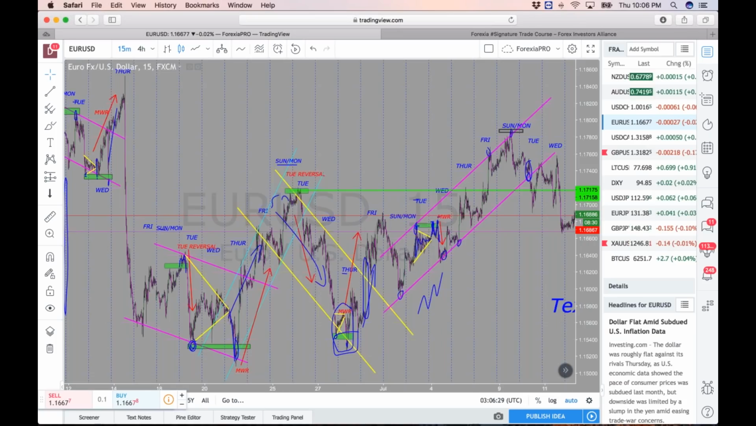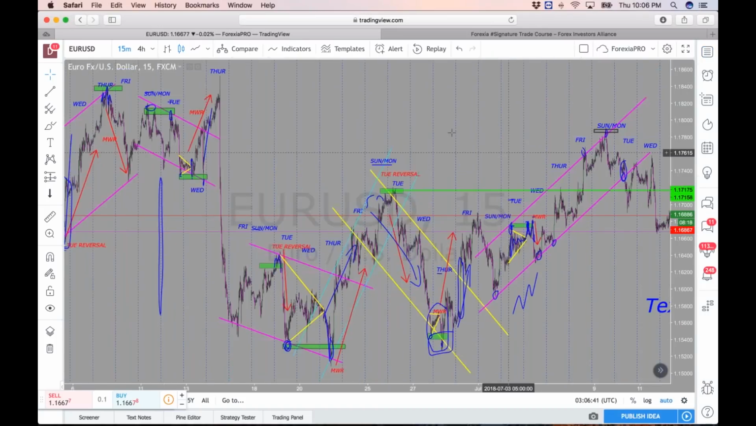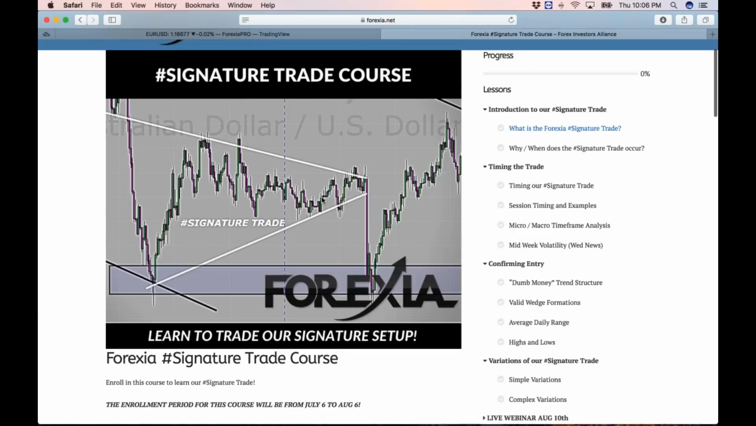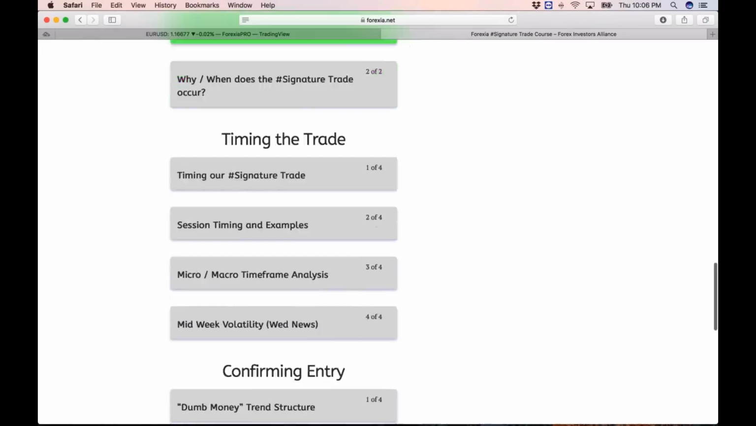How to decide the endpoint of a reversal? Once again, you have to understand the confirming entry patterns and the candlesticks. I don't have time to go over that. That's another 1 or 2 hours just going over that. But it is in the Signature Trade course. We go over confirming entry.